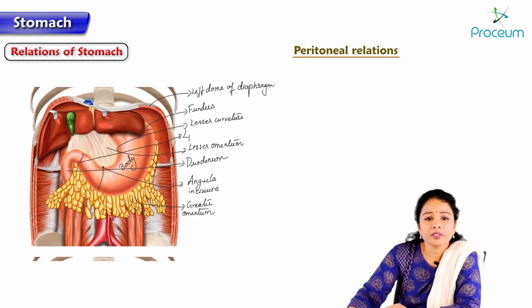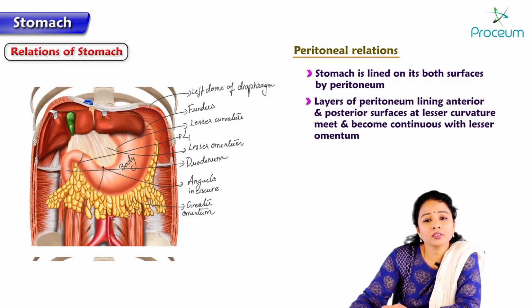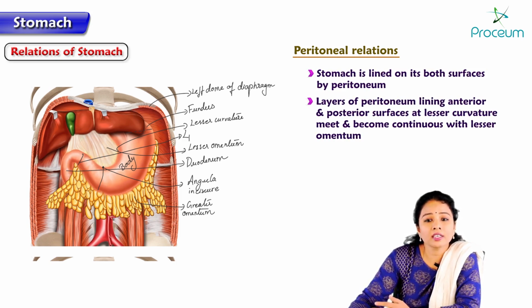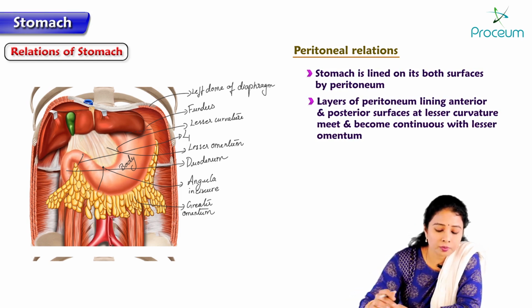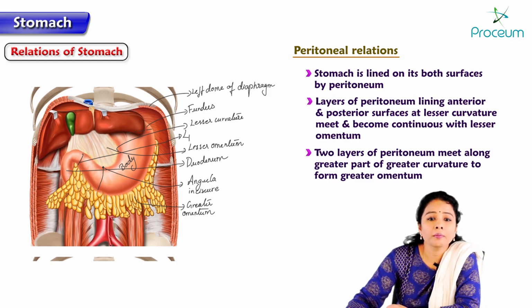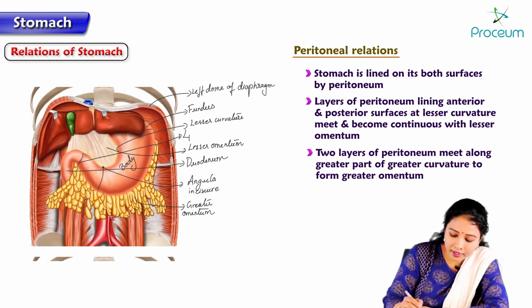Let's see the peritoneal relations. The stomach is lined on both surfaces by peritoneum. The layers of peritoneum lining the anterior and posterior surface of the stomach at the lesser curvature meet to become the lesser omentum, and the two layers of peritoneum meet along the greater part of the greater curvature to form the greater omentum.